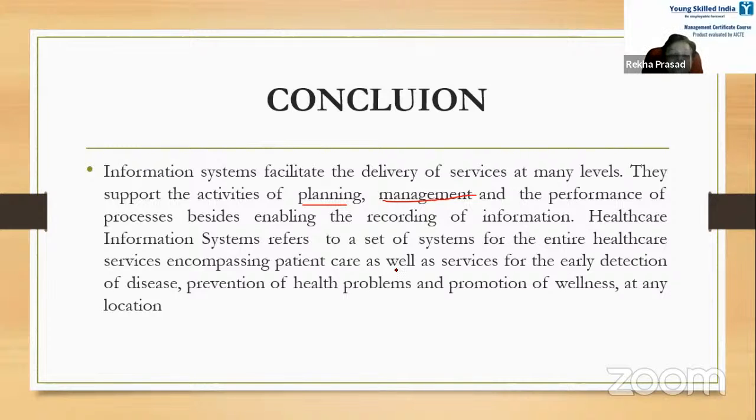Healthcare information system refers to a set of systems for the entire healthcare services, encompassing patient care as well as service for the early detection of diseases, prevention of health problems, and promotion of wellness at any location. वो ये नहीं है कि it should see कि the wellness of the patient is at the top of the services they are providing.